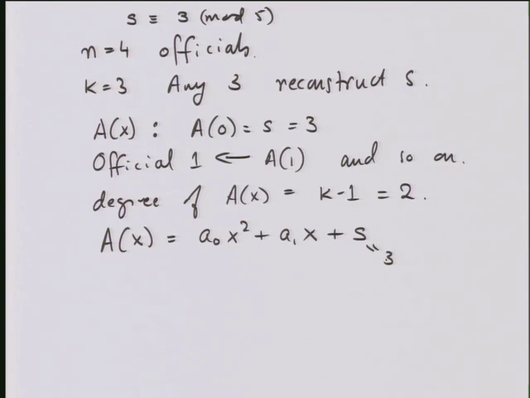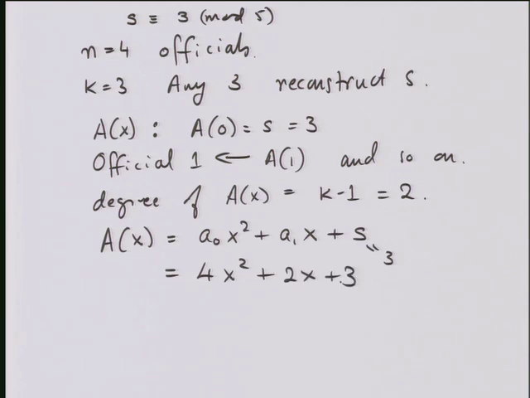Shall we pick random numbers? So what's a0? 4. So we pick it at random, so it's 4x squared plus 2x plus 3. So this is our polynomial.